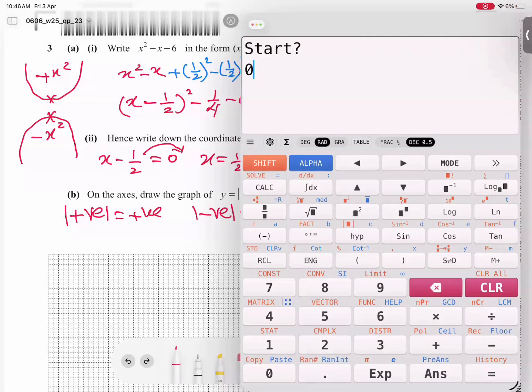It asks where you start from, and the graph is starting from -4. Where does it end? End at 4. Step, how much? Step is one, and I have all these numbers. Just a minute. I show once again: x squared minus x minus 6.